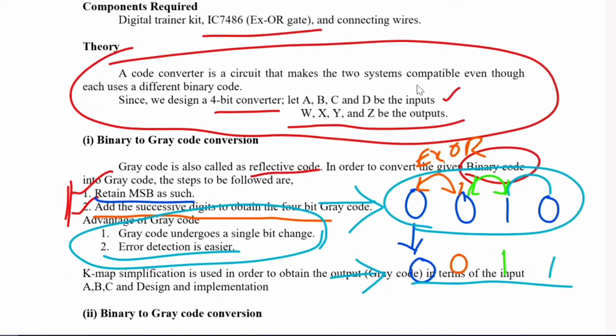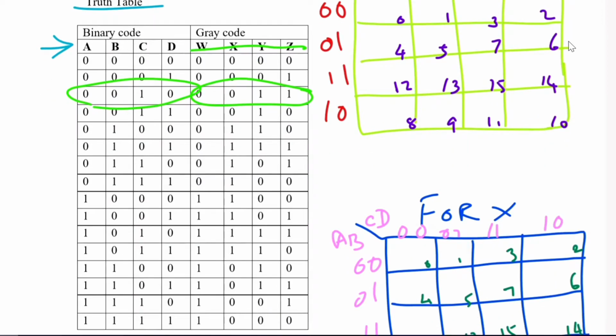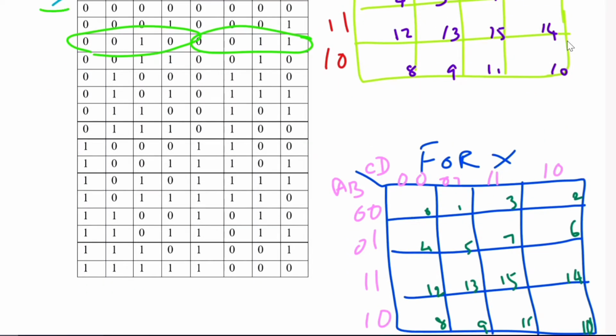Now students, you go with the binary to gray code conversion truth table. In the truth table for 4 bits, we have inputs A, B, C, D and outputs W, X, Y, Z. The example we took is 0, 0, 1, 0. The output should be 0, 0, 1, 1. Similarly, you practice for all the inputs starting from 0, 0, 0, 0 to 1, 1, 1, 1.